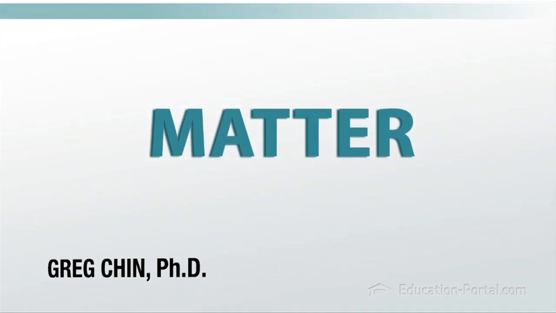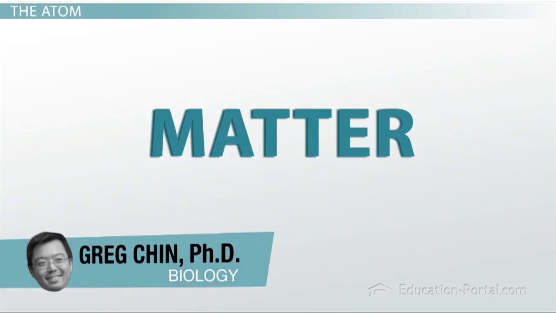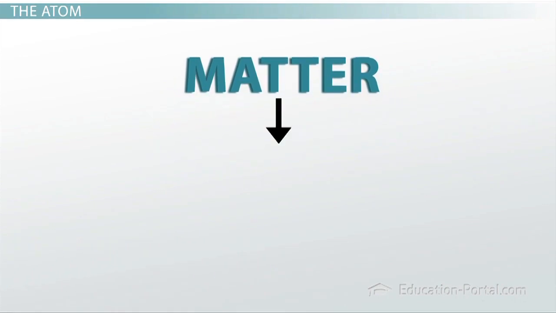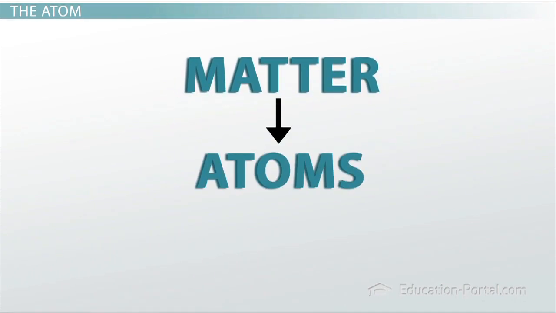So all things are composed of matter. You, me, everything around us is made up of matter. And chemistry is the study of the properties of matter. So matter is composed of atoms. An atom is the basic unit of matter.